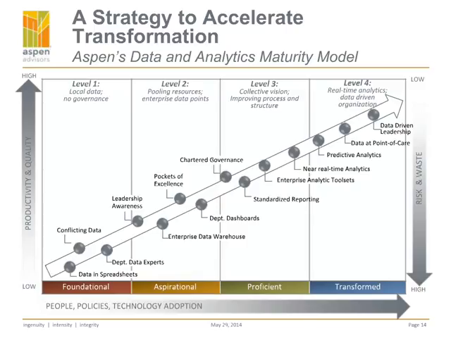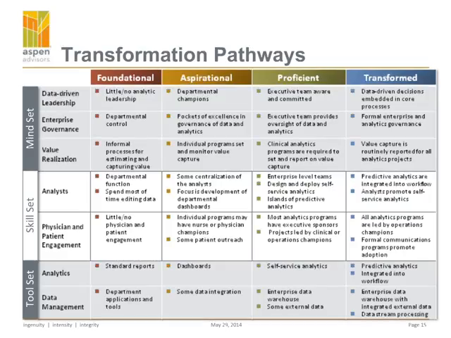With this next slide, what I want to show you is that we can now map that against our areas of transformation. So going back over what I just said, looking at the mindset area, if you have data-driven leadership, in a foundational world, you would have little or no analytic leadership. Aspirational, it would be departmental champions are in place. In a proficient organization, the executive team is aware and committed to using data. And then in transformed, data-driven decisions are embedded in core processes. In a transformed organization, a leader would never dream of bringing a new system into the application profile without having a good idea of how that data is going to be used and integrated with other pieces of information.